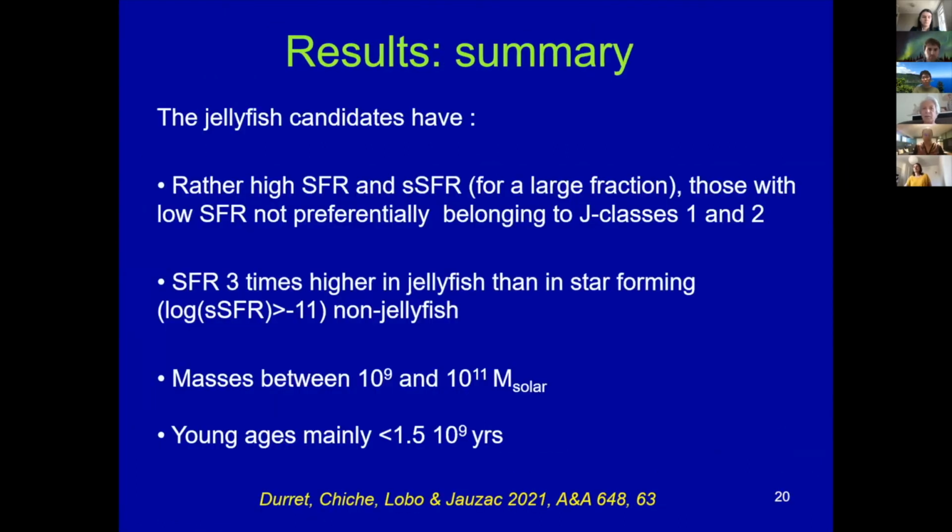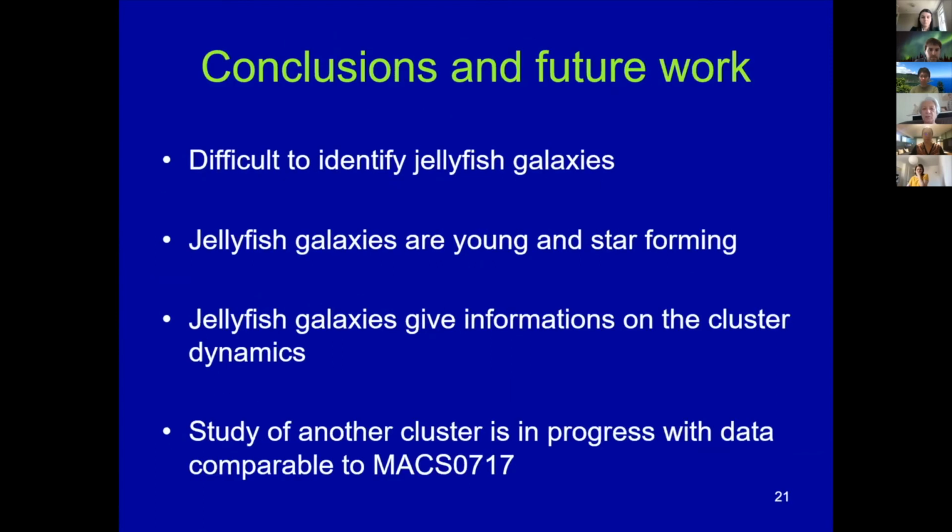So as a summary, we can say that jellyfish galaxies have rather high star formation rates and specific star formation rates. There's no relation with the J class, that is the probability that they are really jellyfish. The star formation rate is 3 times higher in jellyfish than in non-jellyfish. The masses are between 10 to the 9th and 10 to the 11th solar masses, and they're mostly young.